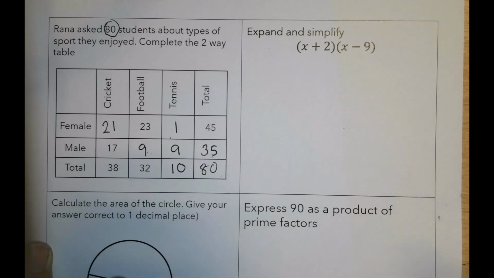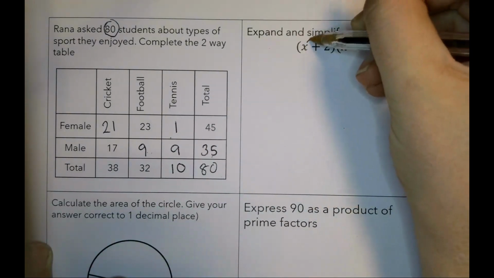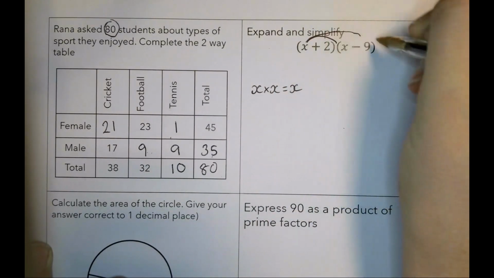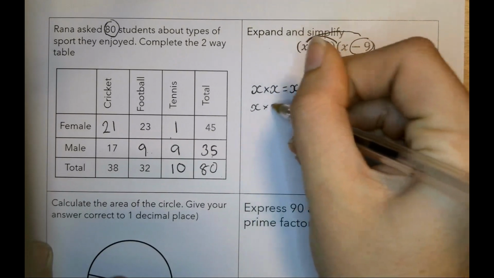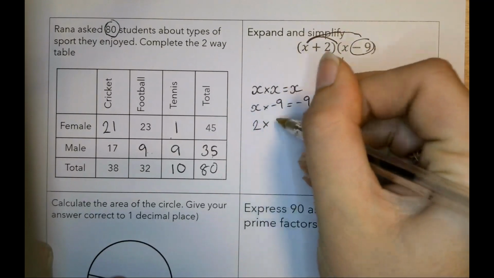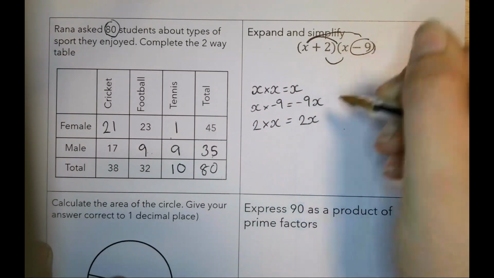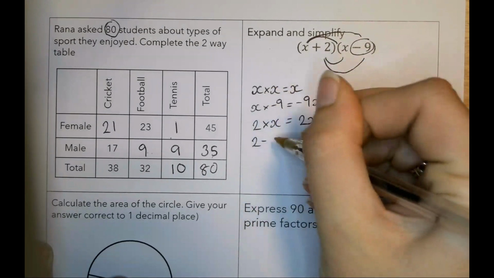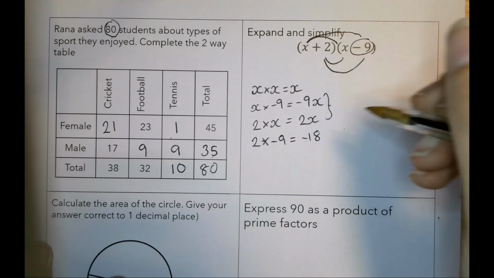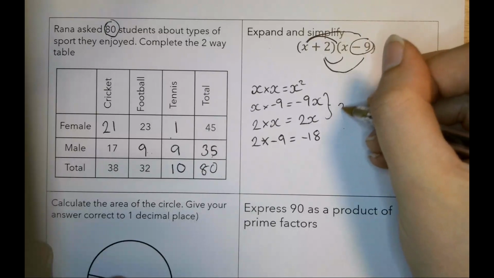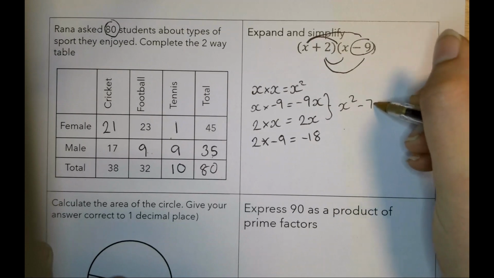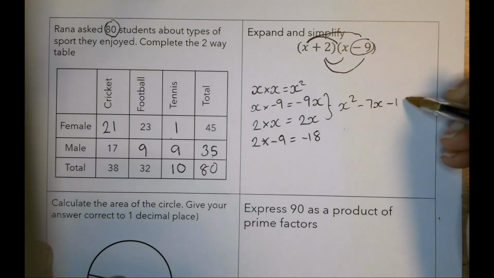Expand and simplify, you should remember this quite well because we've recently done it. So first of all we do x times x, then we do x times -9, then we'll do 2 times x, and finally we do 2 times -9. These two simplify together, so we end up with x squared, -9x, add another 2x is -7x, and -18 on the end.